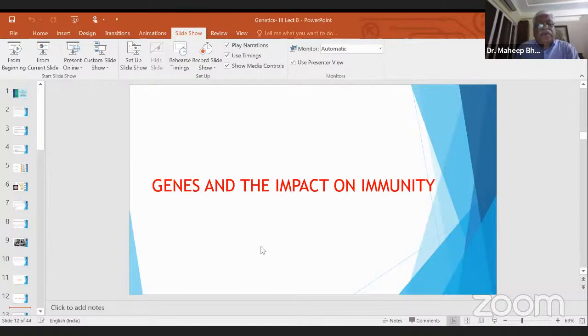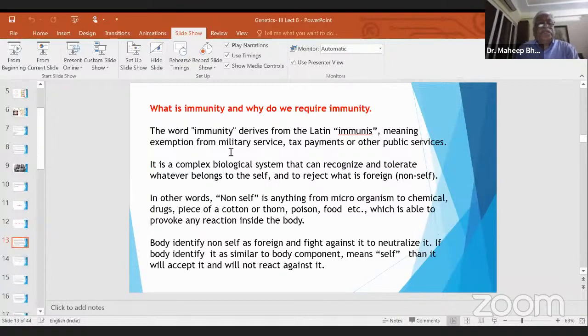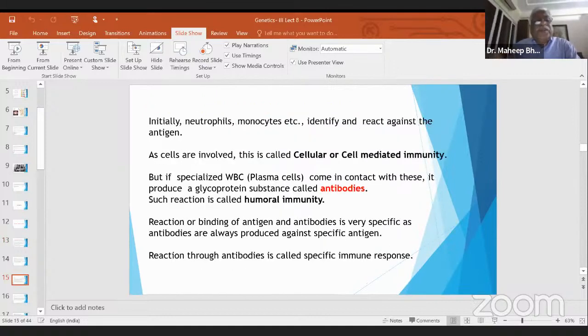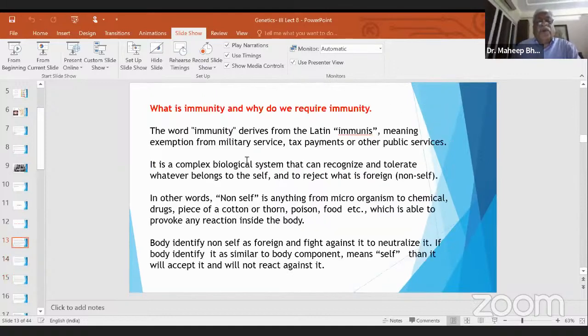So I'm going into this. What is immunity? We need to understand it. This term is derived from a Latin word, immunis. At that time in Latin, the meaning of this was exemption from military services or from tax payments.